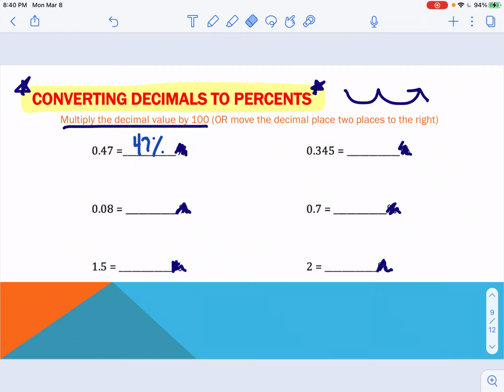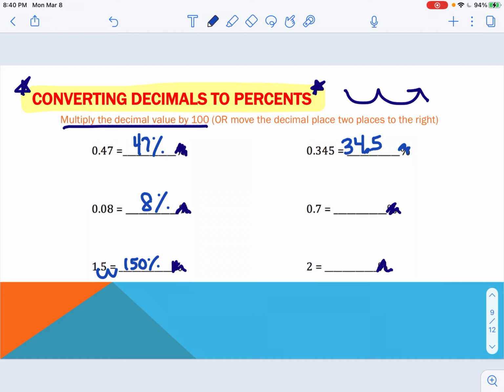All right, for the second one, you should have gotten 8%. For this one, I'm going to move it 2 places to the right. I get 150%. I'm going to move 2 places to the right. I get 34.5%. I'm going to pause here because a common mistake students make is they write 34.5.